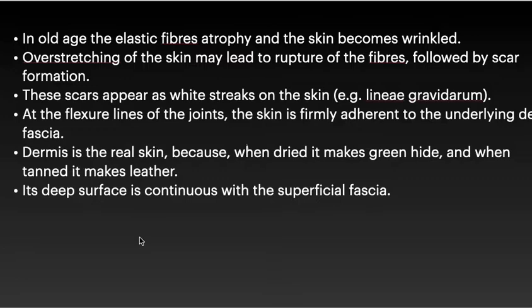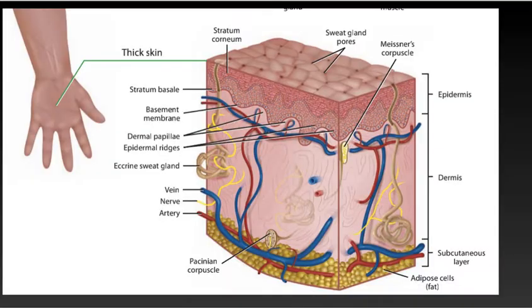The dermis is basically the real skin because when it is dried, it makes the green hide, and when it is tanned, it makes the leather. The deep surface of this dermis is continuous with the superficial fascia, as you can see over here. So the dermis, this is the continuation with the superficial fascia.